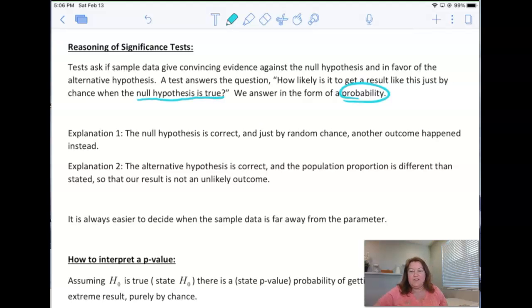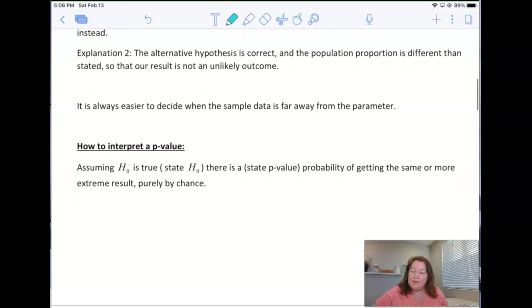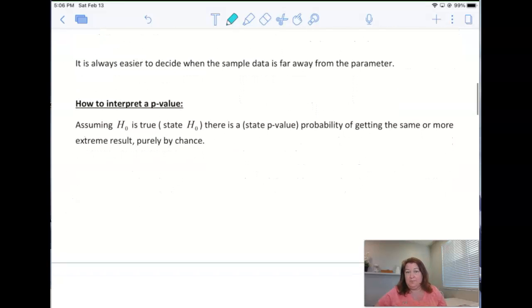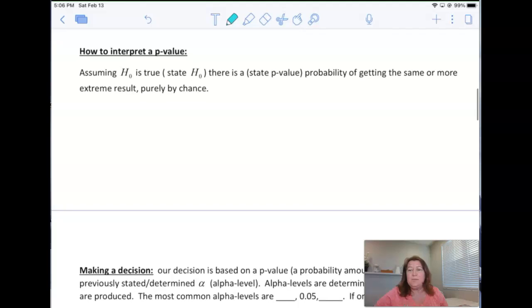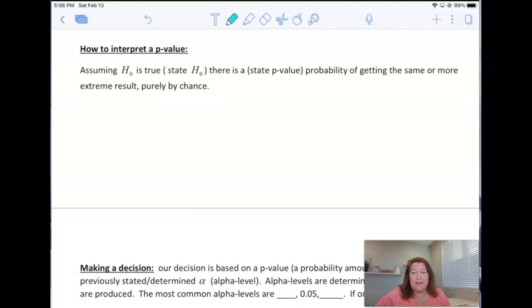All right, so how do we interpret? There's going to be a p-value in here. That's just our probability number. So this is the probability, assuming that the null hypothesis is true, of getting the same or more extreme result purely by chance.